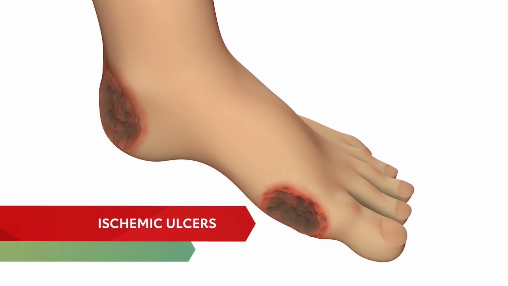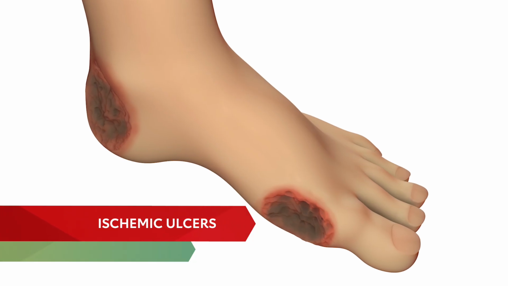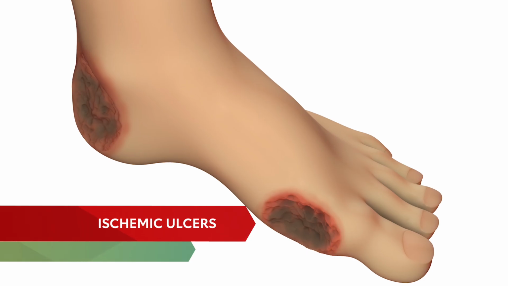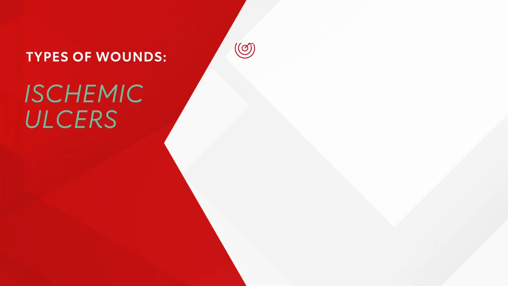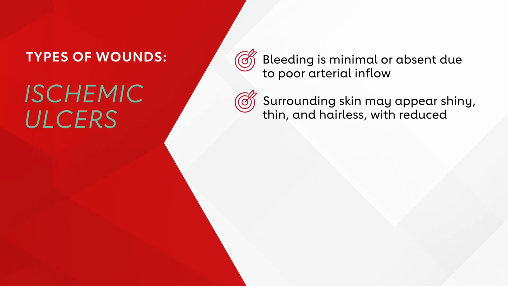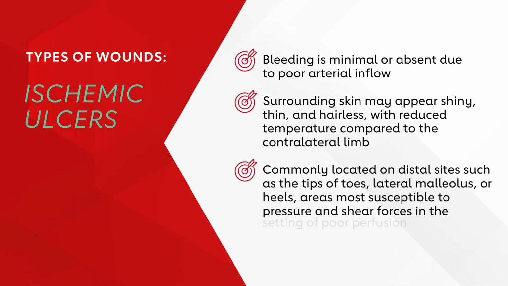On examination, ischemic ulcers have a punched-out appearance with well-demarcated borders, and the wound bed often shows dry, pale, or black necrotic tissue with minimal or no granulation tissue. Bleeding is minimal or absent due to poor arterial inflow. Surrounding skin may appear shiny, thin, and hairless, with reduced temperature compared to the contralateral limb. They are commonly located on distal sites such as the tips of toes, lateral malleolus, or heels, areas most susceptible to pressure and shear forces in the setting of poor perfusion.